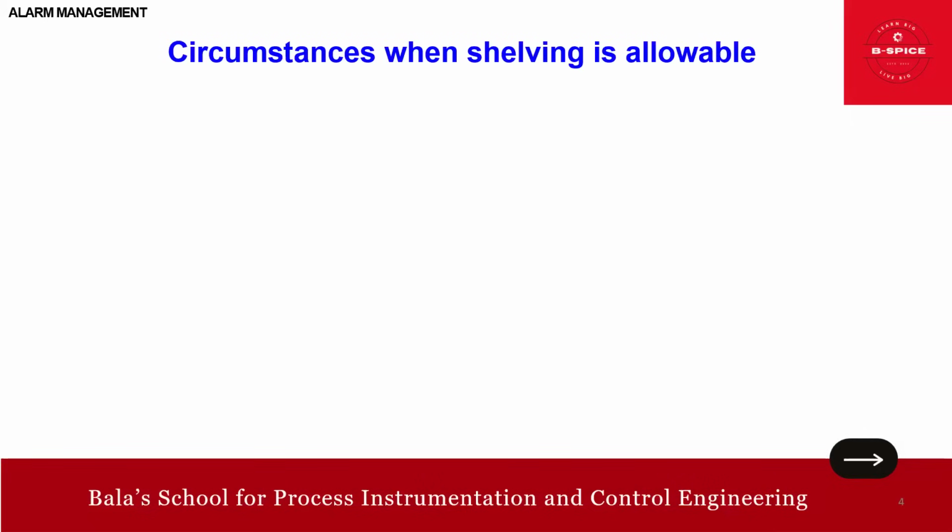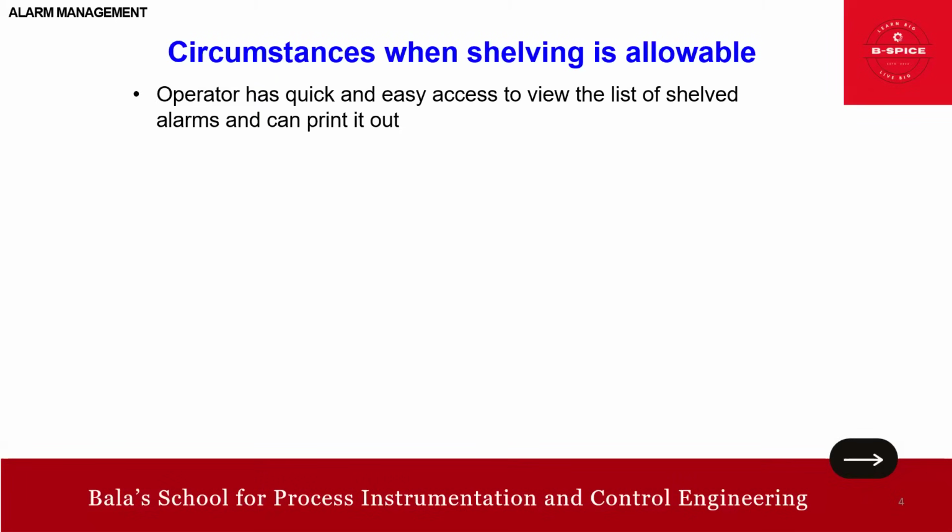Now we go into the circumstances when shelving is allowable. Because of its power to hide alarms, shelving should be used only in certain circumstances. So let's see what all those are. Operators have quick and easy access to view the list of shelved alarms and can print it out. So this situation is one of the circumstances where he can use this, right? Then the operator can very easily unshelve an alarm.